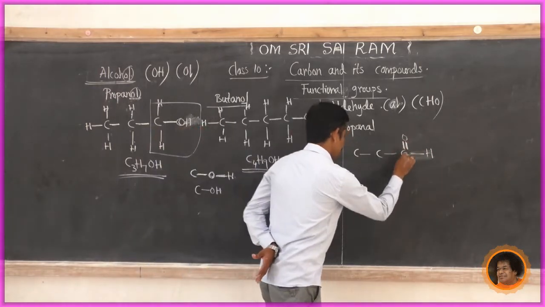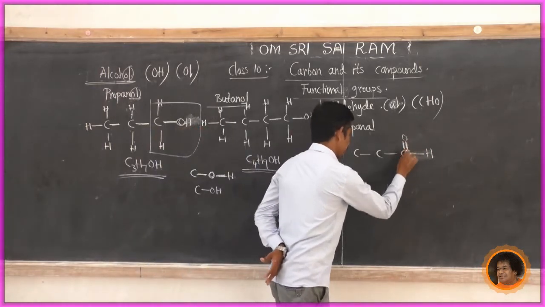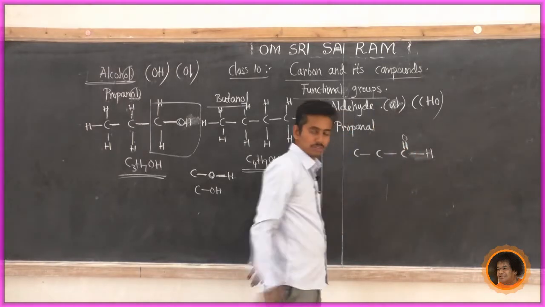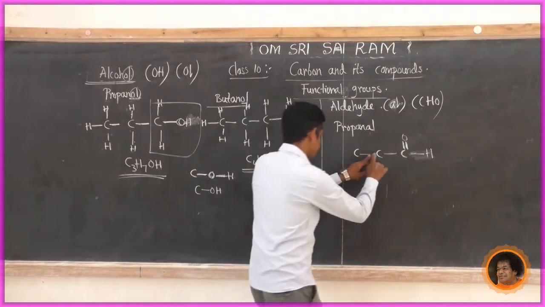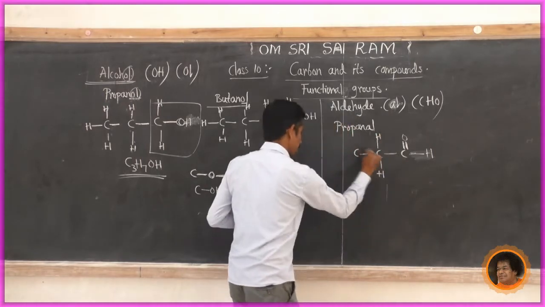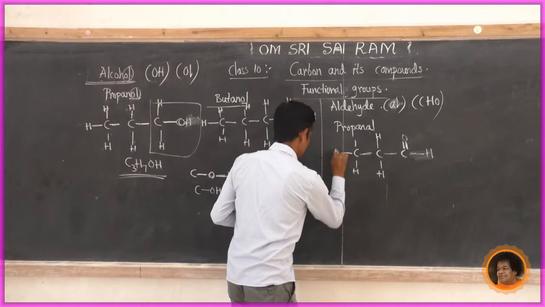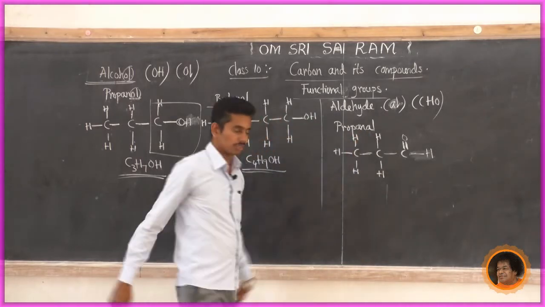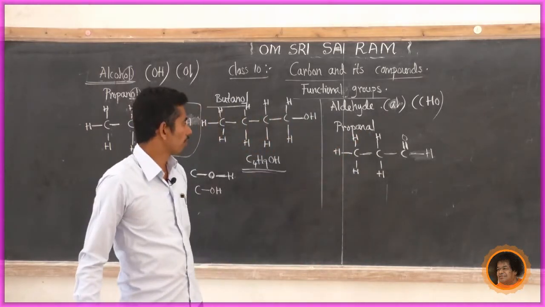CHO, okay. 1, 2, 3, 4. This carbon's 4 bonds are over. 4 covalent bonds. For this one, 1, 2, 3, 4, that is hydrogen. For this carbon 1, 2, 3, 4, this is also hydrogen. Now this is the structural formula of propanol.